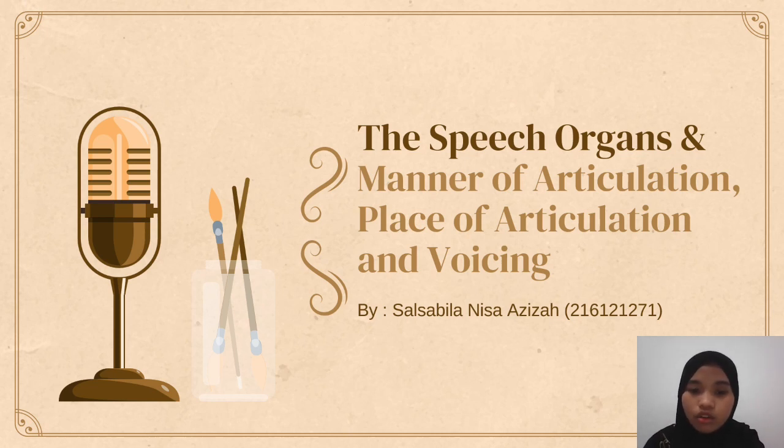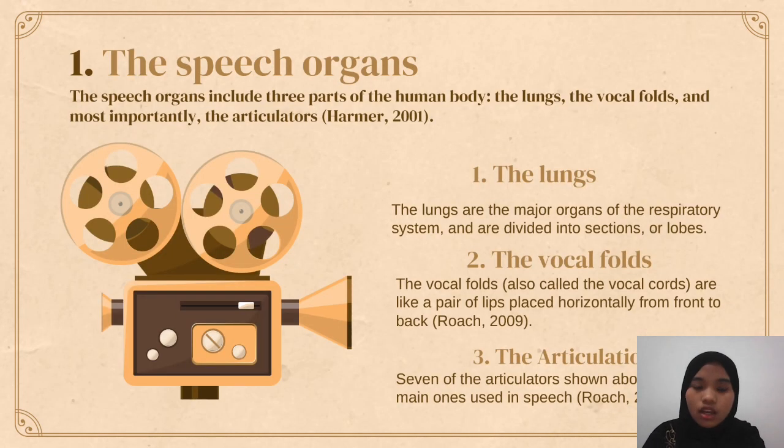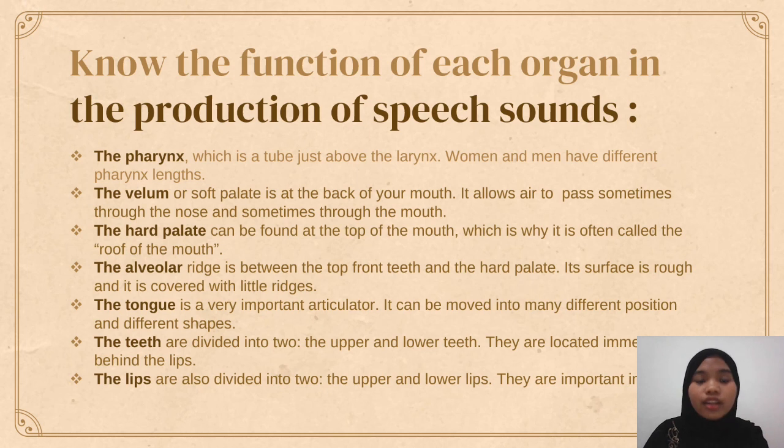And now I want to explain the material: the speech organ, manner of articulation, place of articulation, and voicing. So the table of contents: the first is the speech organ, and the second is manner of articulation. The speech organ includes three parts of the human body. The first is the lungs, the vocal folds, and the most important is the articulator, from Harmer 2001. And now the function of each organ is the production of speech sound.